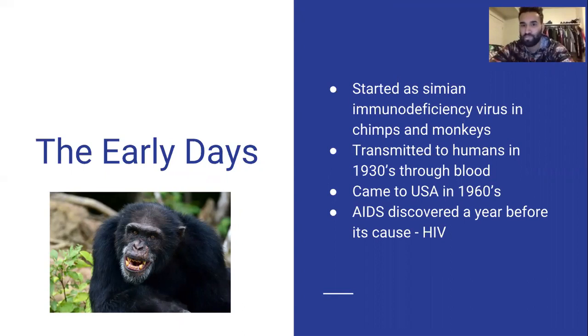It's estimated it was transmitted to humans as HIV in the 30s through bushmeat hunting, in which hunters would track and kill chimps and monkeys for food and come into contact with their blood. And they're pretty sure that the virus came to the US in about the 1960s. AIDS itself was actually discovered a year before its cause, HIV. So since AIDS is the actual cause of death, it was easier for medical researchers to identify it than it was to find HIV, which, as we showed, doesn't have a lot of signs or symptoms because it's so quiet until it progresses to AIDS.